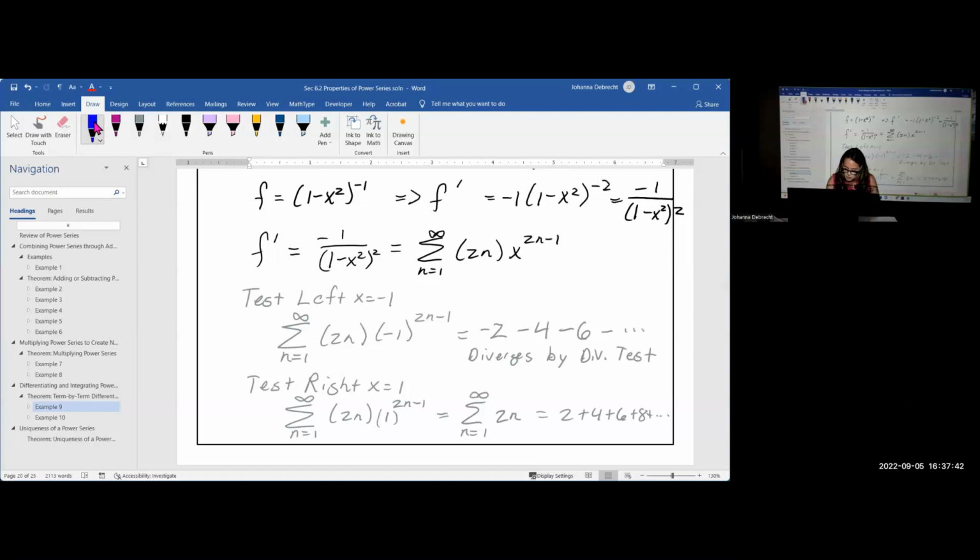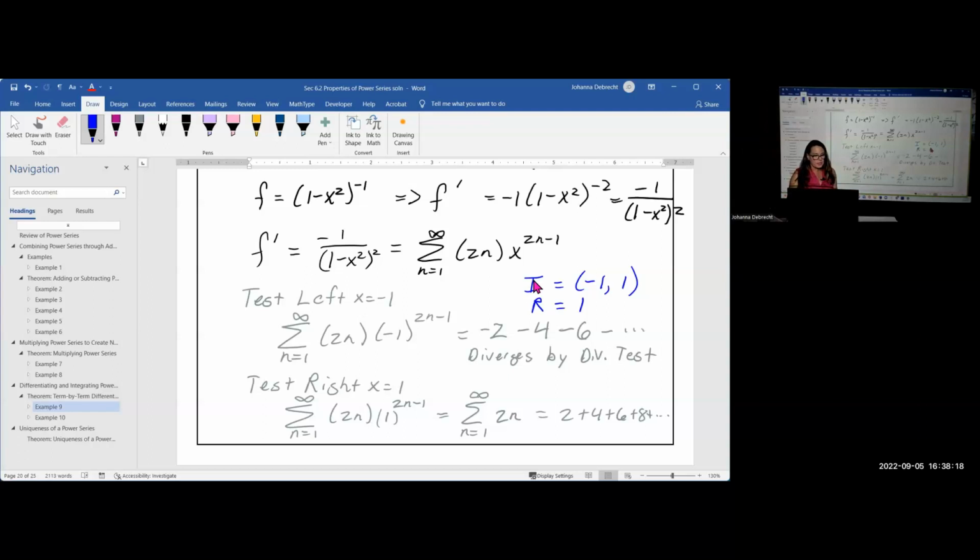So what is our conclusion then? The interval of convergence is going to be open -1 to open 1. That's the interval of convergence. So we've represented the new function that the derivative is representing, and then we have the power series representation for that derivative, and we have its interval of convergence, and of course the radius of convergence would be 1, right?